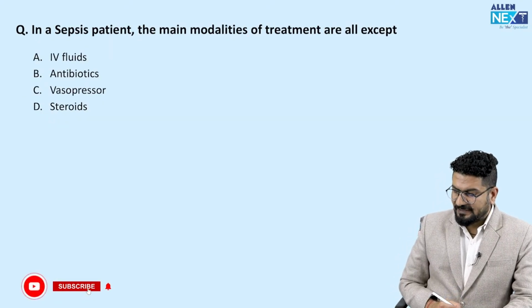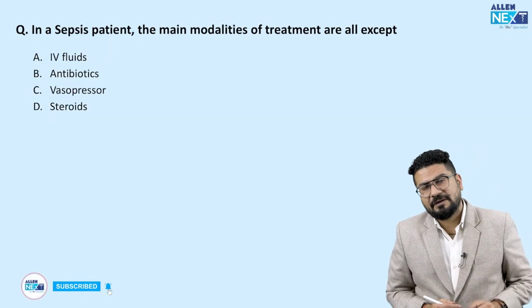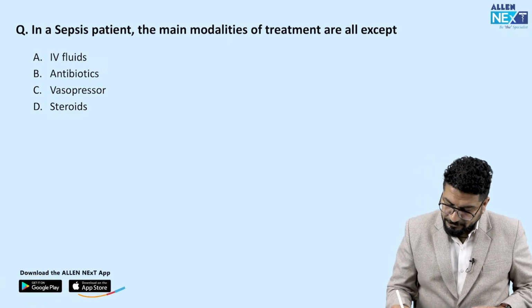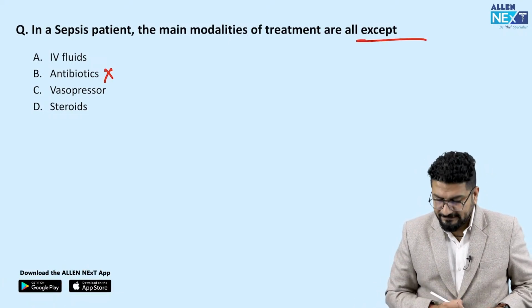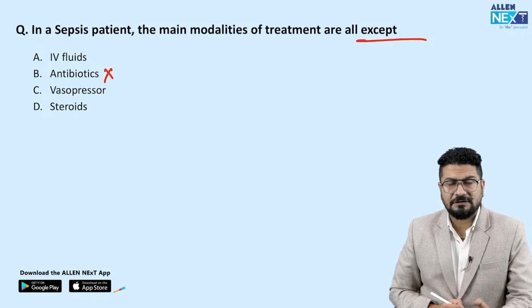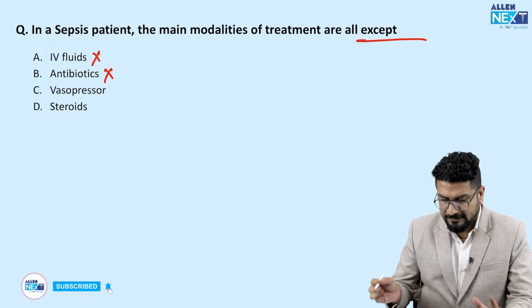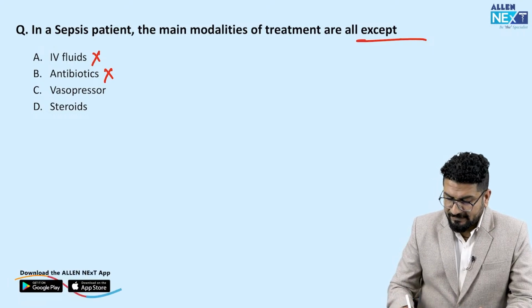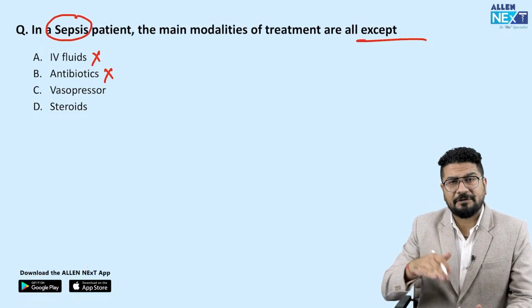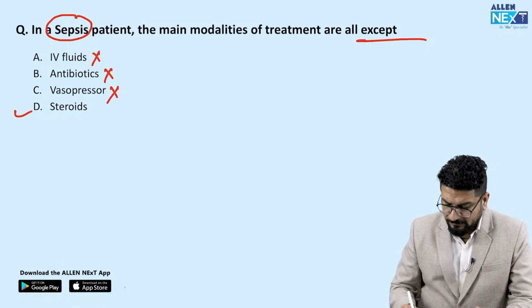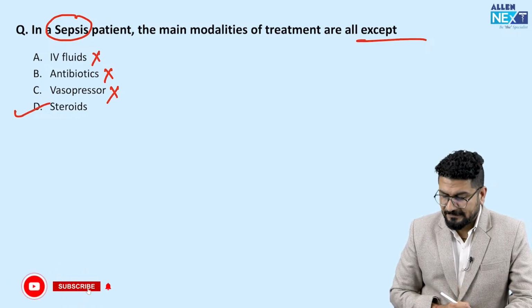Okay, sepsis patient, the main modality of treatments are all. Suppose you are having a patient with sepsis. In sepsis, definitely you will give antibiotic. Except, the question they are asking except. Suppose the patient is dehydrated and admitted in ICU, so we have to give IV fluid. Whenever sepsis converts to septic shock, we have to give vasopressor. There is no role of steroid. I repeat, there is no role of steroid.